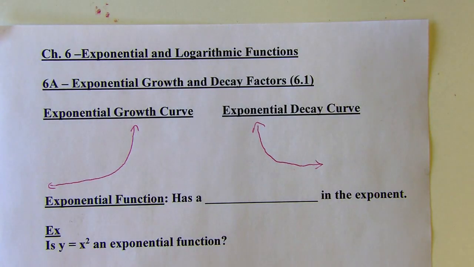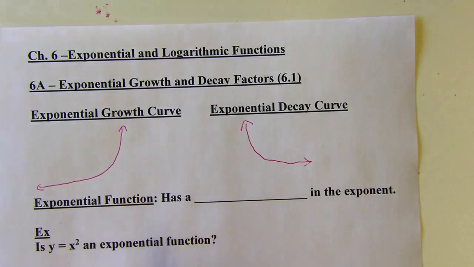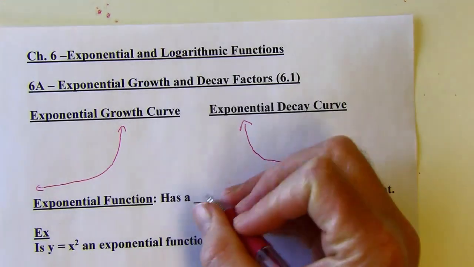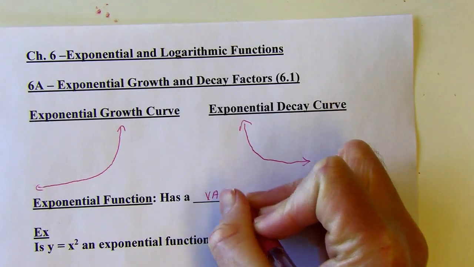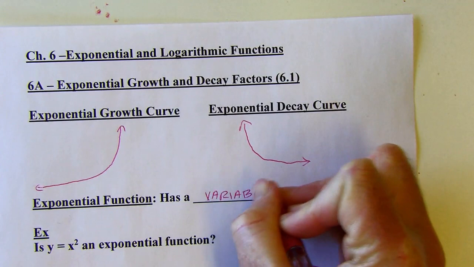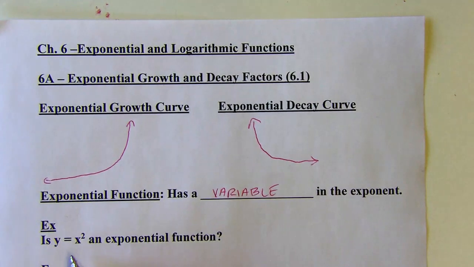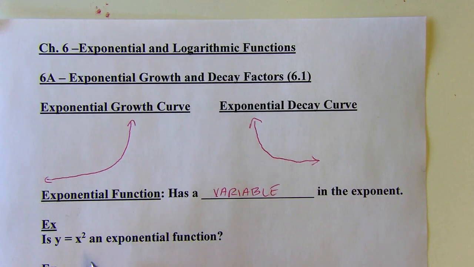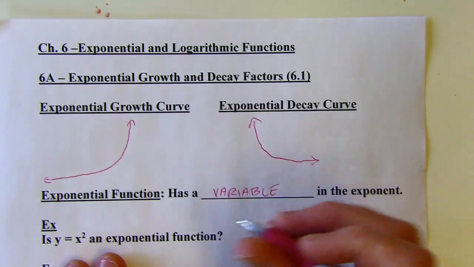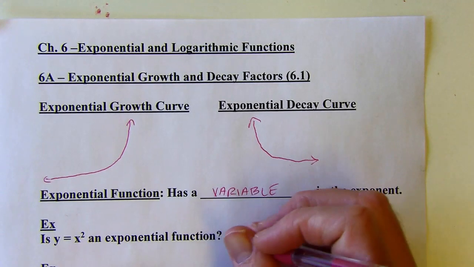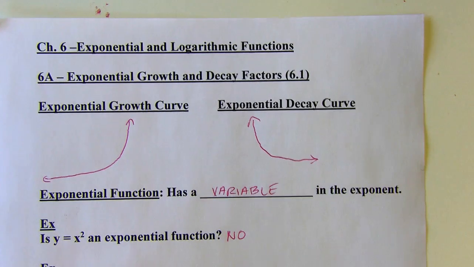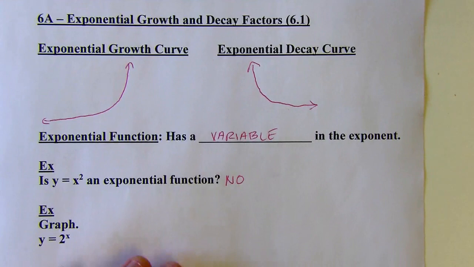All right. So an exponential function is going to have a variable in the exponent. So this question right here, is y equals x squared an exponential function? Some people are going to say yes, and I understand why, because it has an exponent, but it doesn't have a variable in the exponent, right? This is actually a quadratic equation or quadratic function. It's not exponential. So my answer is no. Okay, y equals x squared is not exponential.